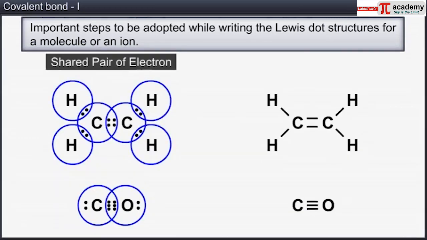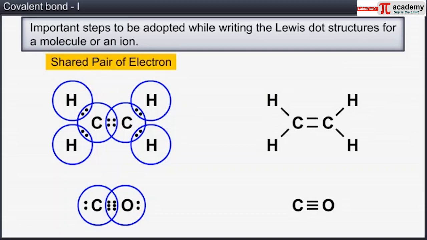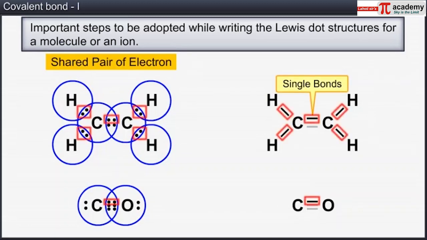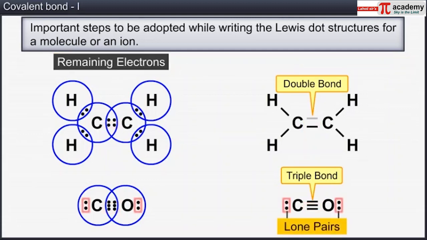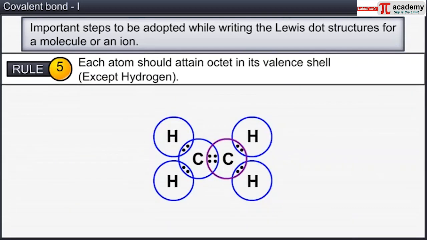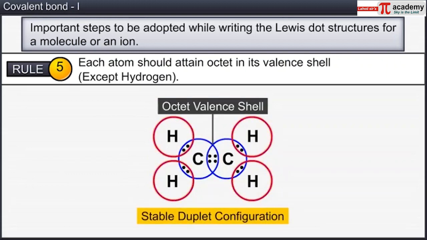Among the valence electrons available for bonding, shared pair of electrons forms a single bond between 2 bonded atoms and the remaining electron pairs present on the respective bonded atoms are either used for the formation of multiple bonds or remain as lone pairs. Finally, each atom should attain octet in its valence shell, except hydrogen, which attains the stable duplet configuration.